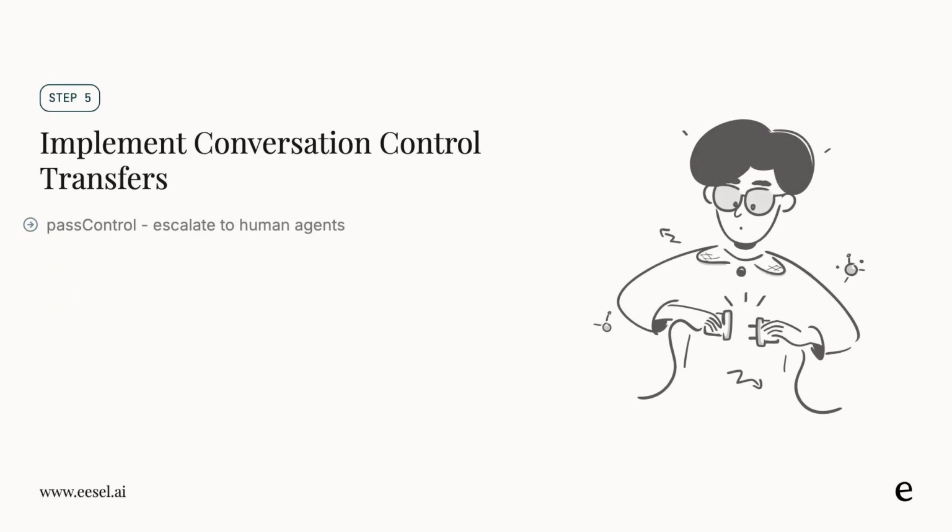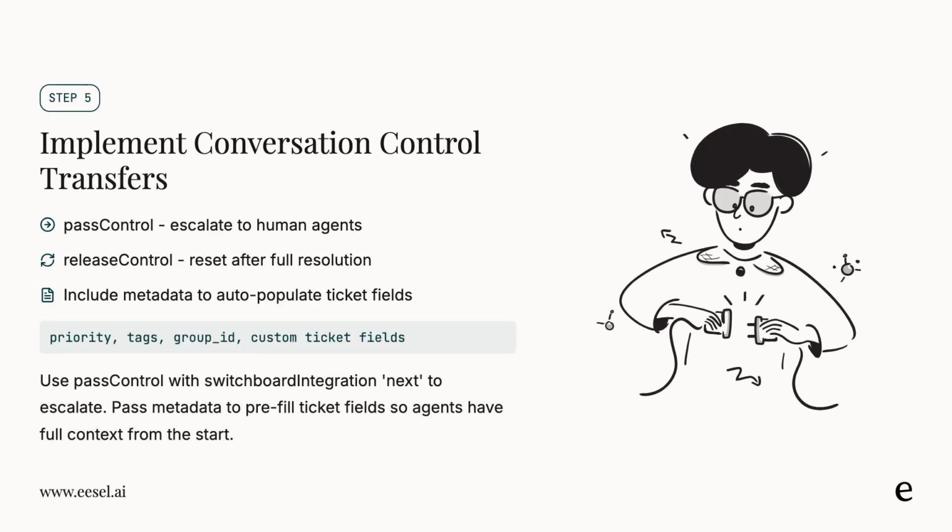When your bot can't resolve an issue, call passControl with switchboard integration set to Next to escalate to agents. The real power is metadata: pass ticket priority, tags, group assignment, and custom field values so agents have full context the moment they take over.